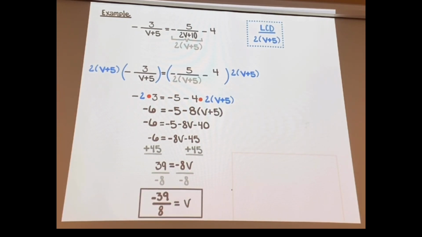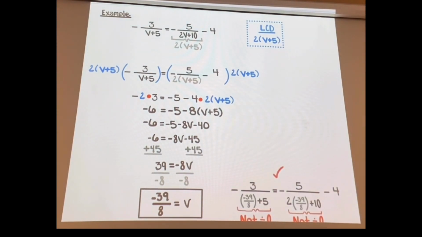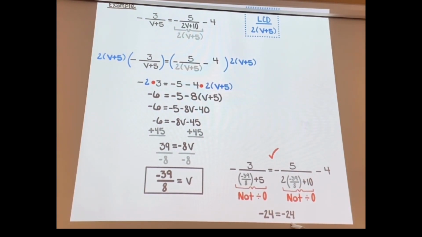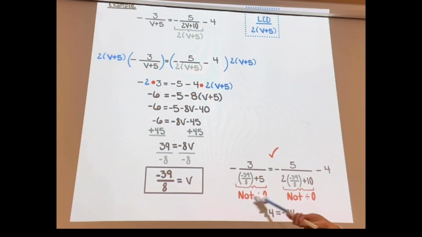This is such an ugly answer. I don't want you to think when you check it that you have to simplify all the way down. If I put negative 39 over 8, I get negative 24 as negative 24. All I really care about is that I'm not dividing by 0, so that's my final answer.